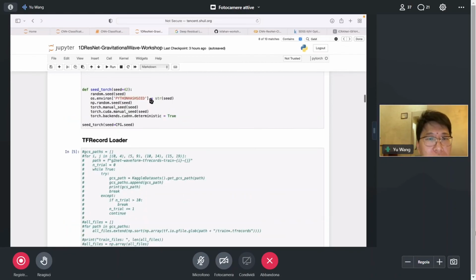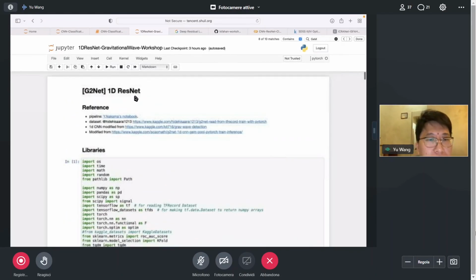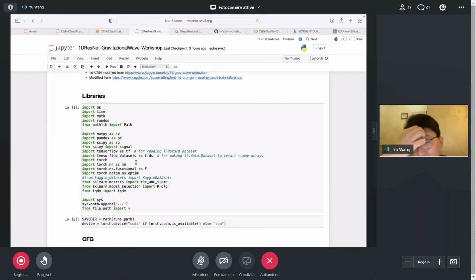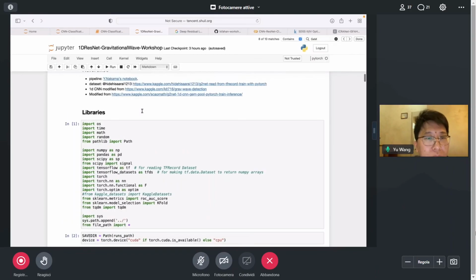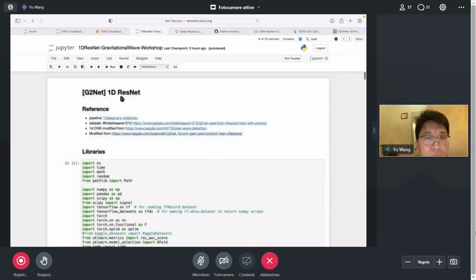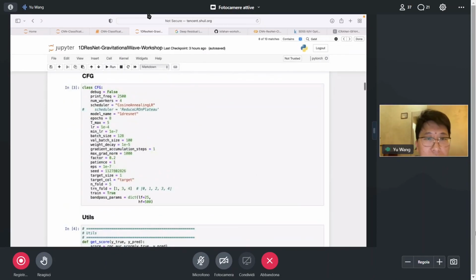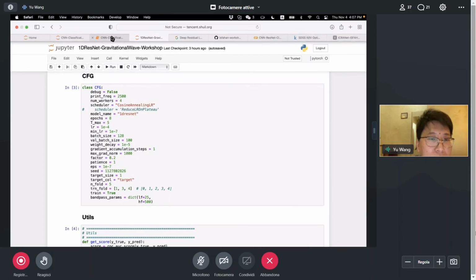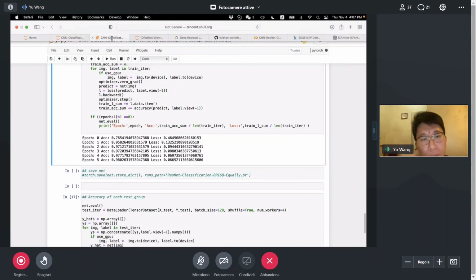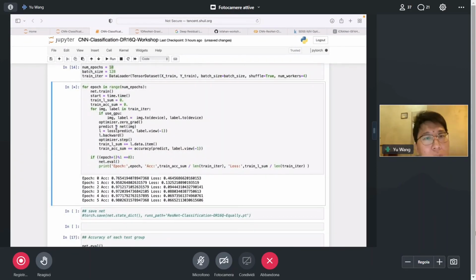So here, let's go to see the work on the gravitational wave. This file is a quite complete example of using PyTorch for deep learning, quite a standard example. And the previous one is very simple. I only wrote the simplest essential functions.